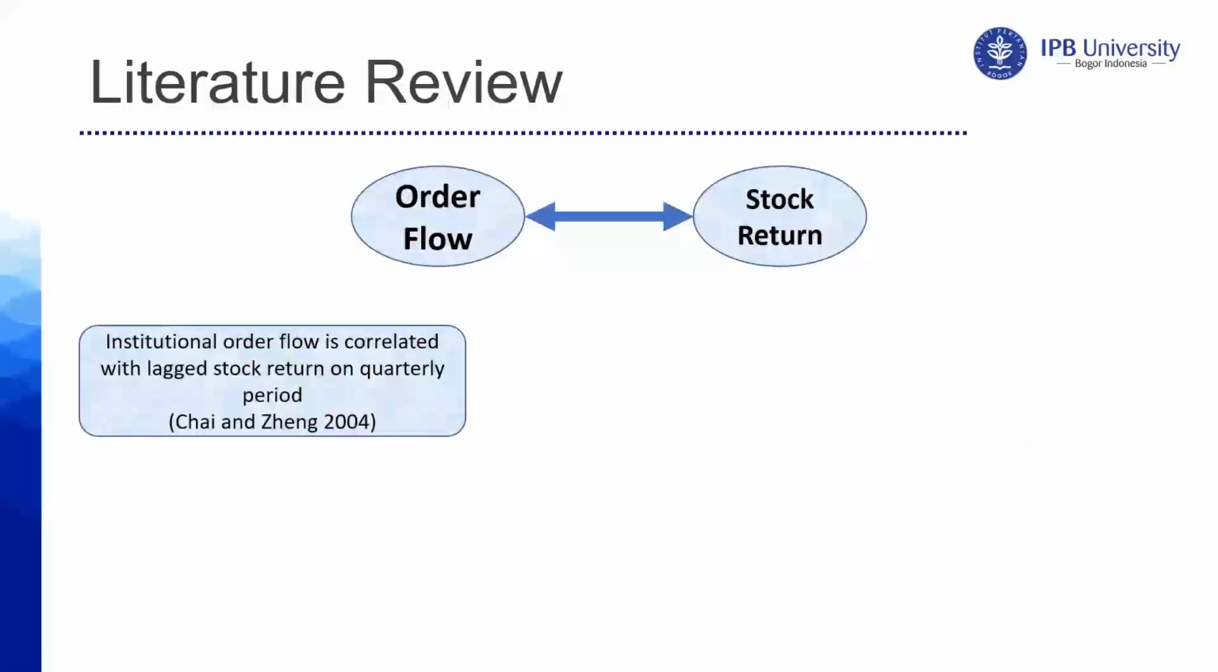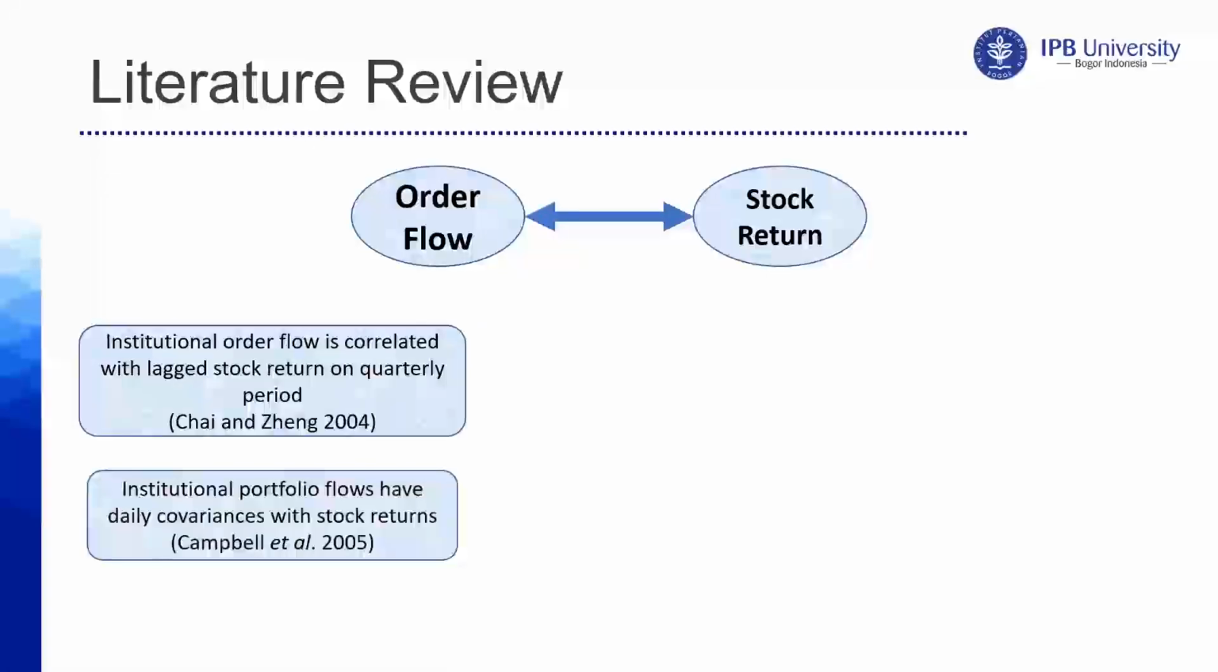There has been a lot of research regarding this topic. In 2004, a study conducted by Chai and Zheng found that institutional order flow appeared to be correlated with stock return on a quarterly time frame. And then Campbell et al. in 2005 provided evidence that there are daily covariances between institution portfolio flows and stock returns.